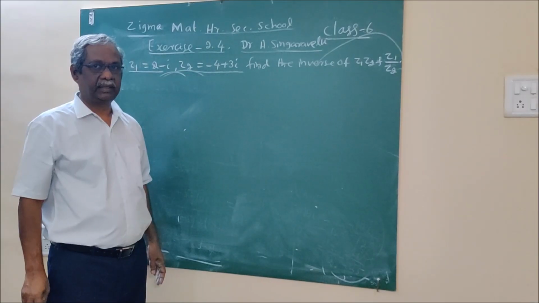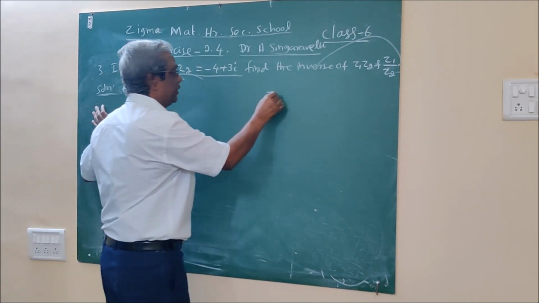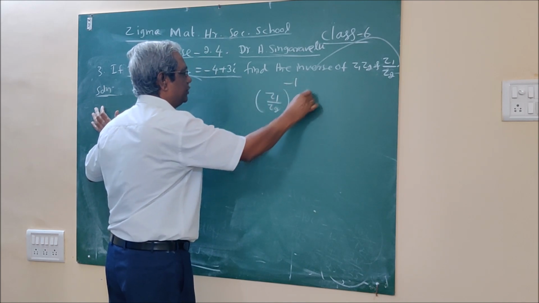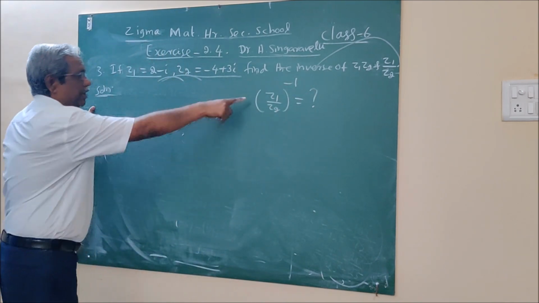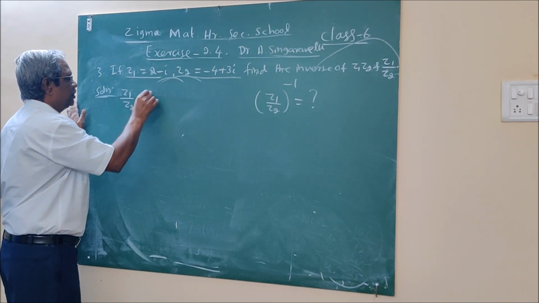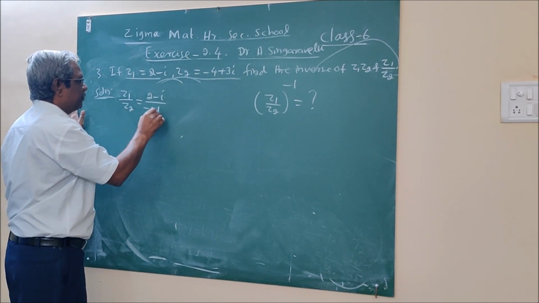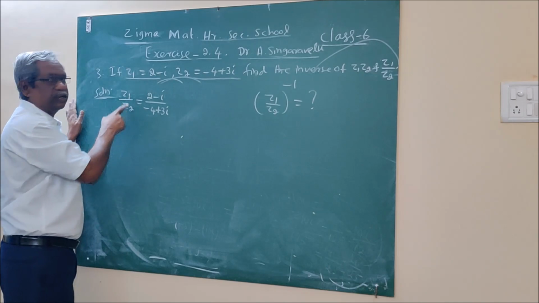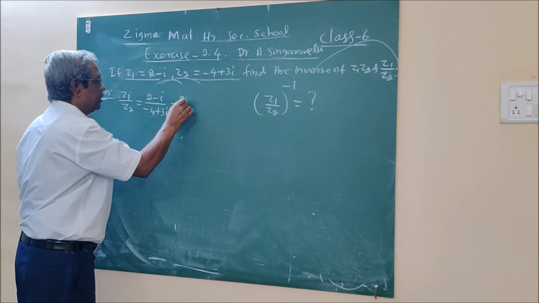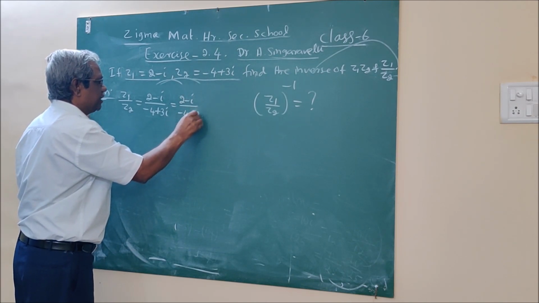Next we want to find the inverse of z1 by z2. That is, inverse of z1 by z2 whole power minus 1. So first we find what is z1 by z2. z1 is 2 minus i, z2 is minus 4 plus 3i. So this can be written as 2 minus i divided by minus 4 plus 3i.